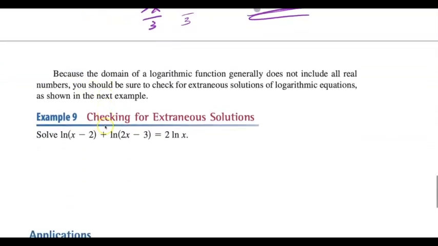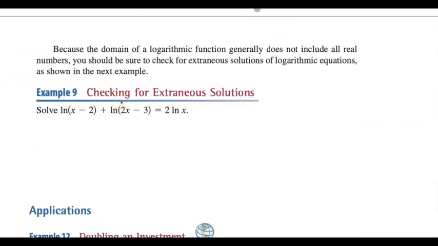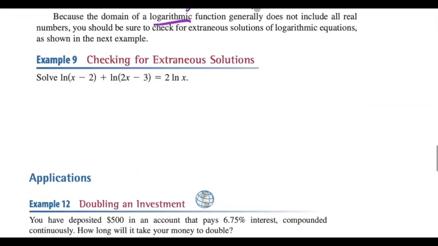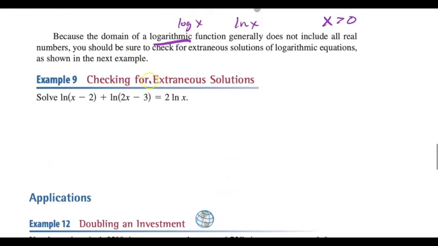This is mentioning what I talked about earlier. Since logs have a very specific domain, if you have a basic log equation or natural log equation, it does not matter. The domain, x, has to be greater than 0. You cannot plug in negative numbers into a log. Like here, you should always check it technically. When I solve this, you're going to see it's not going to work out totally.